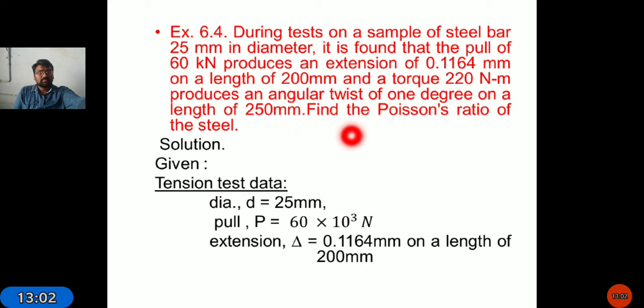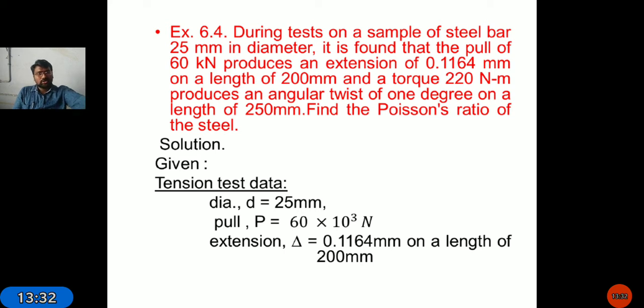Okay, find the Poisson's ratio of this steel. Here we know that from the relation between E and C, by substituting the values, by calculating the E and G values, we will get the Poisson's ratio. First of all, note down the given data.